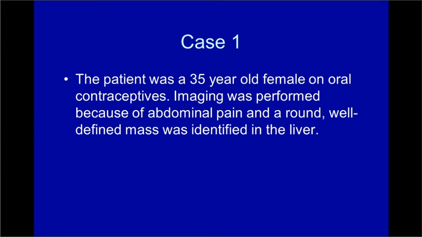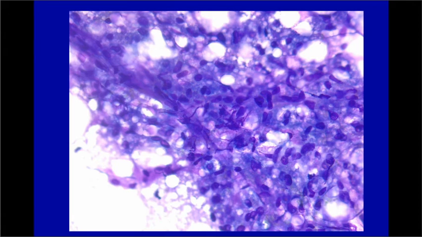So I want to move on to doing a couple of cases to emphasize some of these points. The first case is that of a 35-year-old female who was on oral contraceptives. Imaging was performed because of abdominal pain, and a round, well-defined mass was identified in the liver. This is a high-power image of the Diff-Quik stain. We see that this is a collection of hepatocytes. You can see the polygonal cells with granular cytoplasm, but they also have clear cytoplasm in some areas, and we can see that there's transgressing endothelium here.